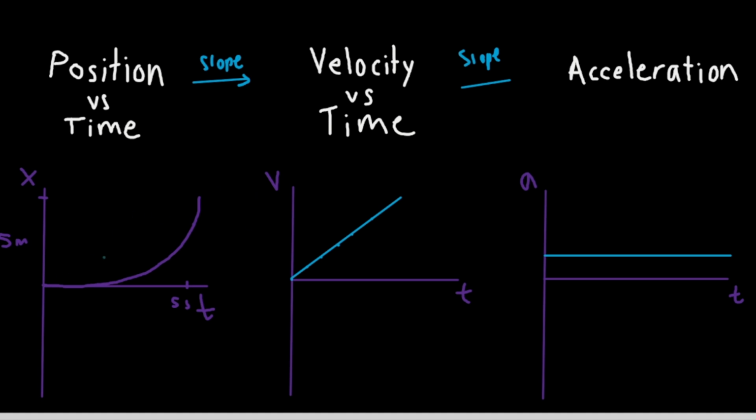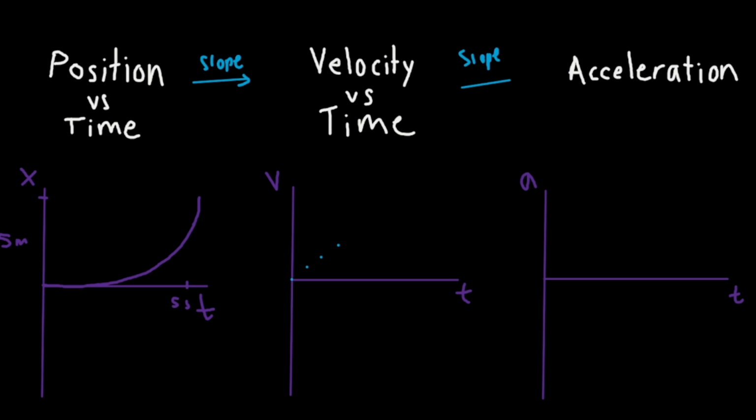Okay, so can you figure out the distance given the position versus time graph? I'll give you 3 seconds. So if you said the distance traveled was 5 meters, you'd be right. And the displacement would also be 5 meters.